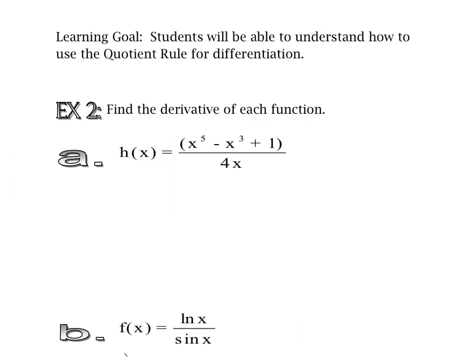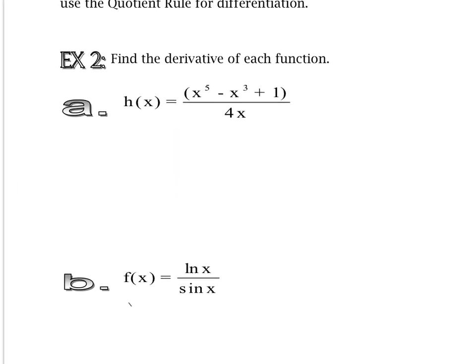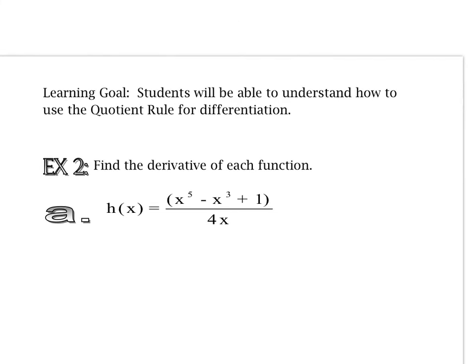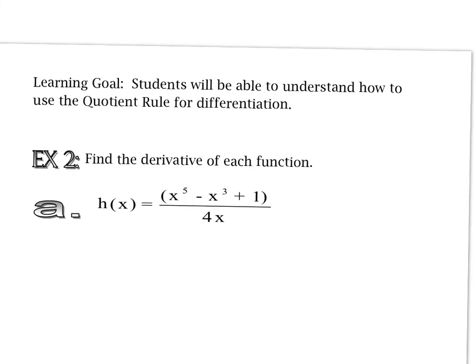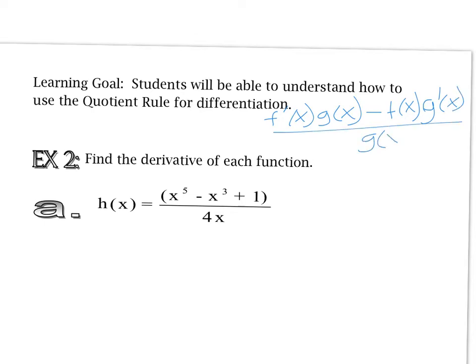Okay, once again, I'd recommend that you try and do these both on your own. Just use that same quotient rule. I'm going to write it up here just to kind of refer to it. f prime of x times g of x minus f of x times g prime of x all over g of x squared. Okay, so we're going to do the derivative of the top first. So h prime of x, because f of x is like the top.